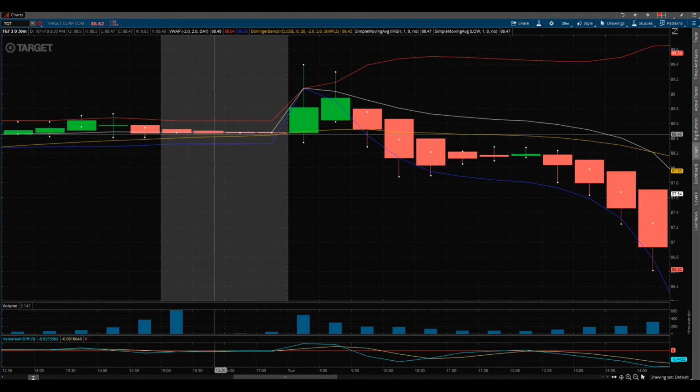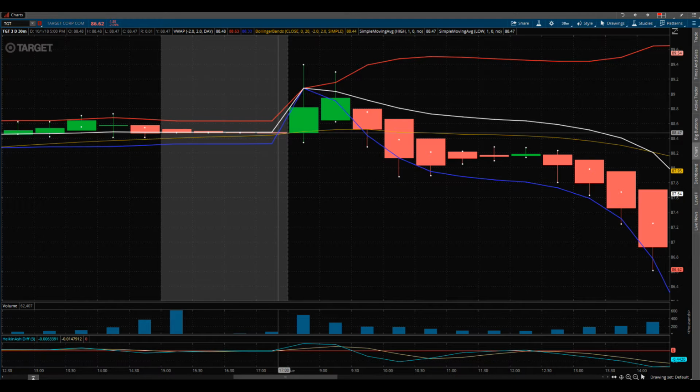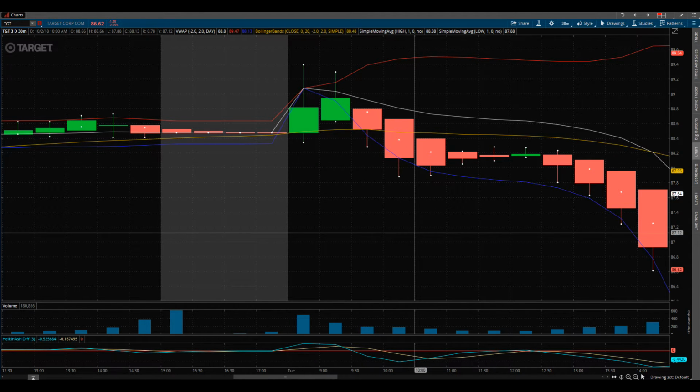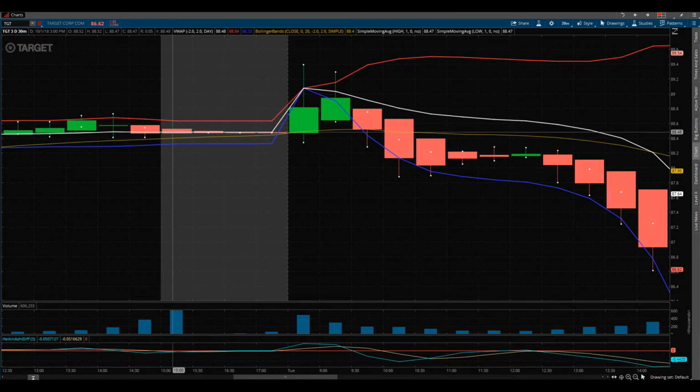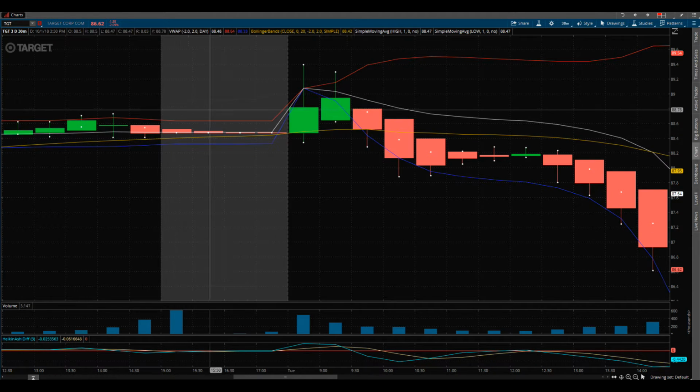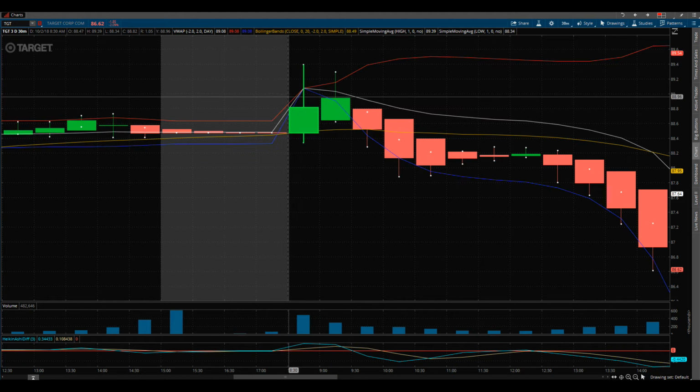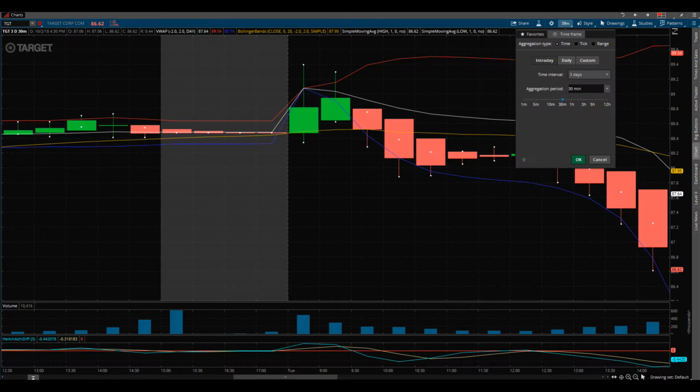If we had some nice red candles in pre-market, aftermarket, we would say the bears are in charge, and we're going to look for an entry out of the gate on the downside, versus the bulls are in charge with some nice green candles, and we're going to take an entry out of the gate to the upside. Right here, 30-minute candles aren't telling us much, so we are going to switch back to the 1 minute.